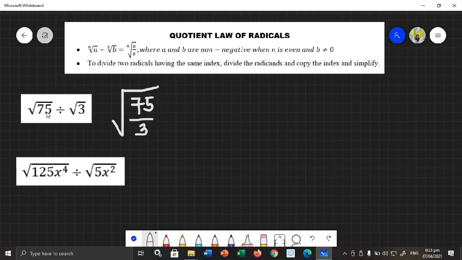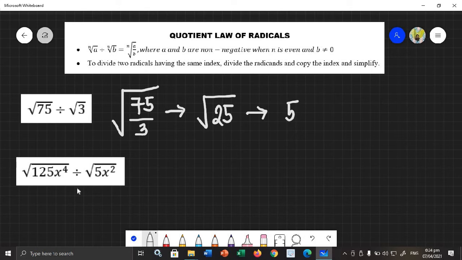So kung sino yung naunang radicand, siya yung numerator. And kung sino yung pangalawang radicand, it will be the denominator. And then simplify natin, is 75 divisible by 3? Yes. And the answer there is 25. So 75 divided by 3 is 25. And square root of 25 can be simplified pa. And the answer will be 5.